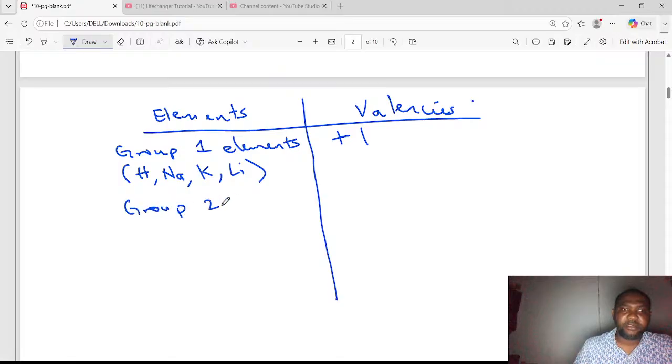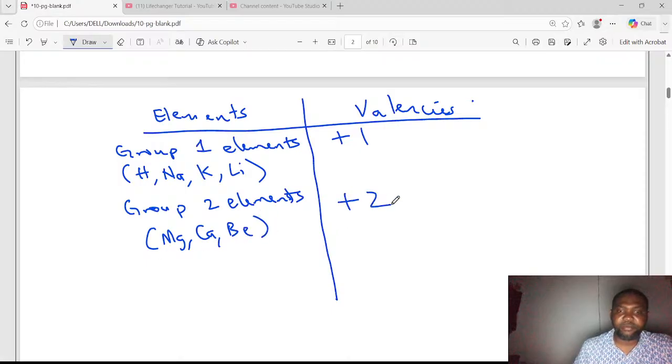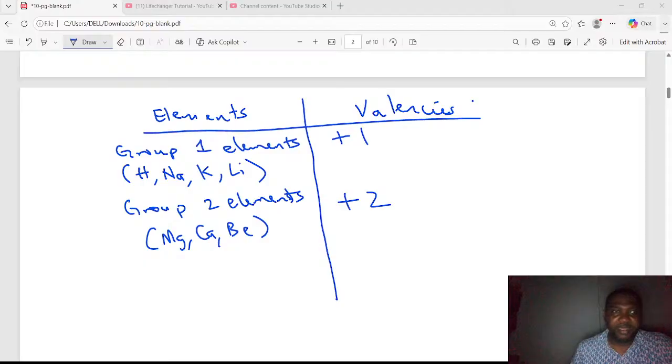Group 2 elements are things like magnesium, calcium, beryllium, all of them, their valency is +2. And remember, +1 because they are in group 1, +2 because they are in group 2. That's the reason why I showed you guys the periodic table, so that even if you forget their valencies, the periodic table can show you so that you can remember.